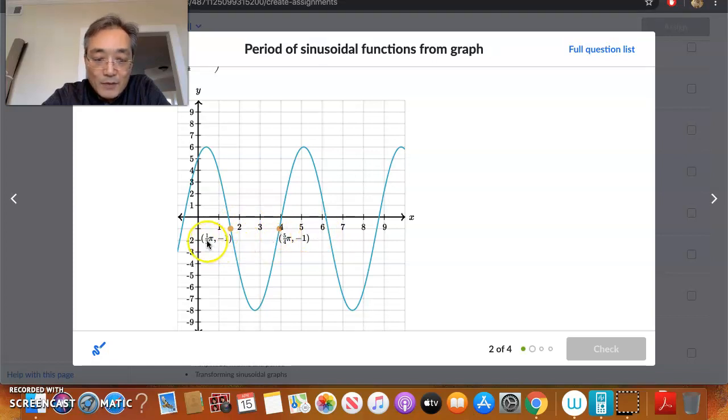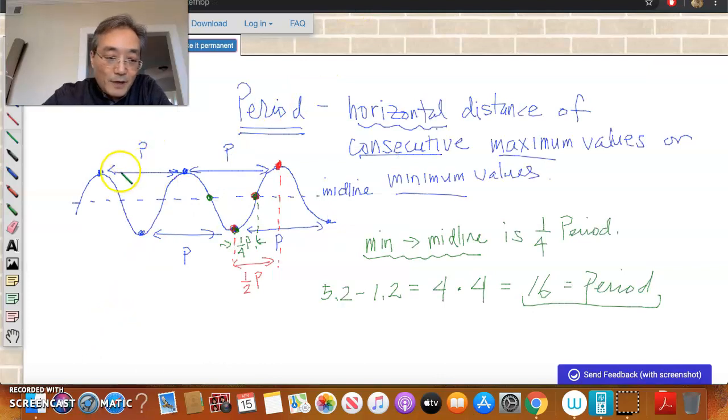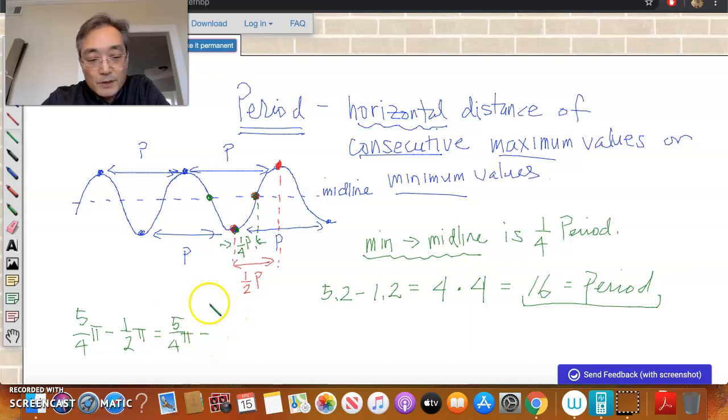Okay, and again we have to take the x coordinates. So it's 1/2 pi and 5/4 pi. So let's subtract 5/4 pi minus 1/2 pi. We need common denominators here. So it's 5/4 pi minus, what is this? 2/4 pi. And then we can just subtract the numerators, so it's going to be 3/4 pi.